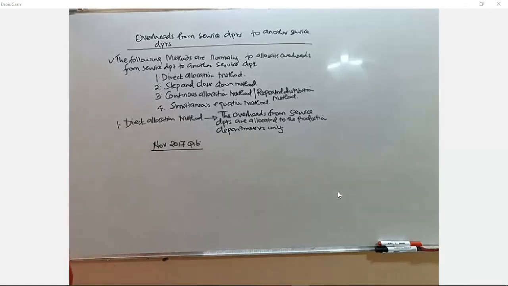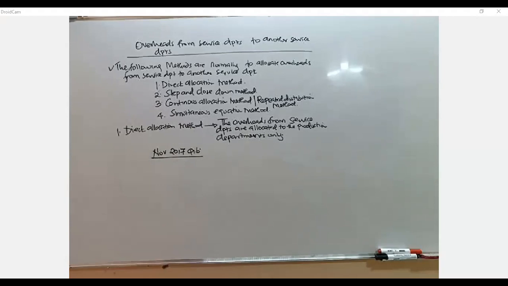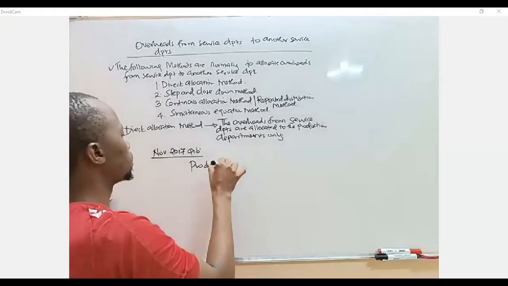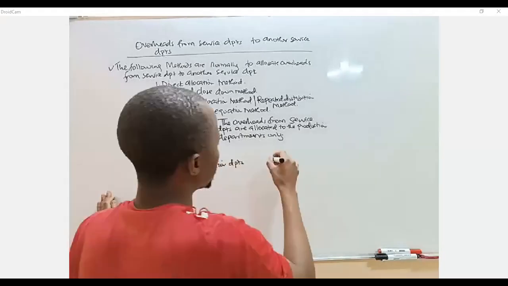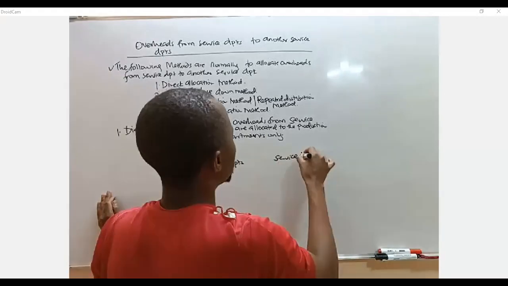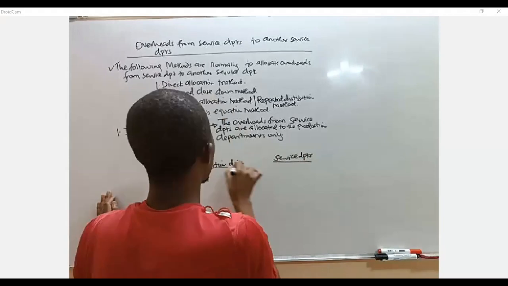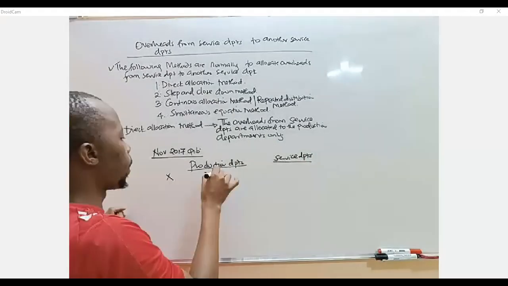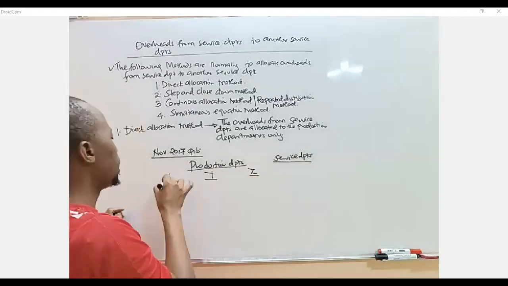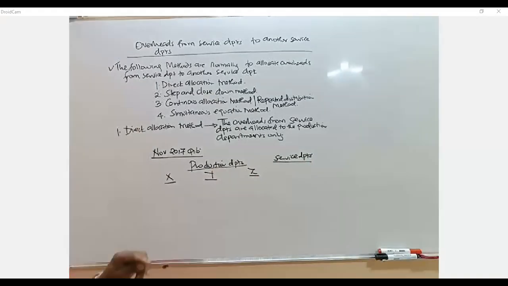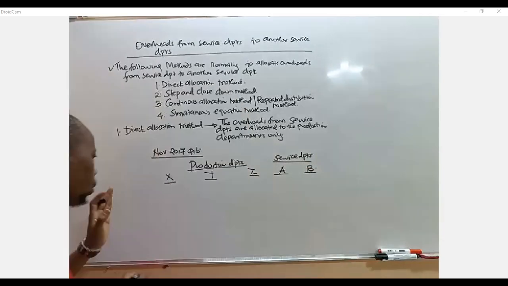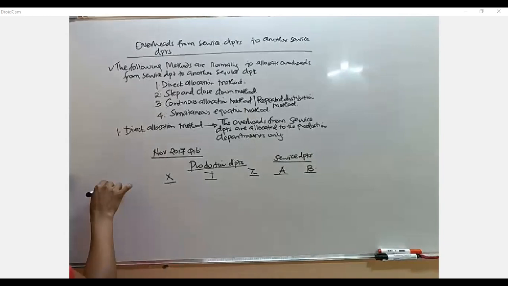And in this case, you just write down like this. You say, I have production departments here, and I have service departments here, right? So the production departments of ours, the examiner has given three. We have X, we have Y, we have Z. Then the service departments that we have are A and B. The first thing that you have to copy here is the allocated overheads. The allocated overheads given there by the examiner.